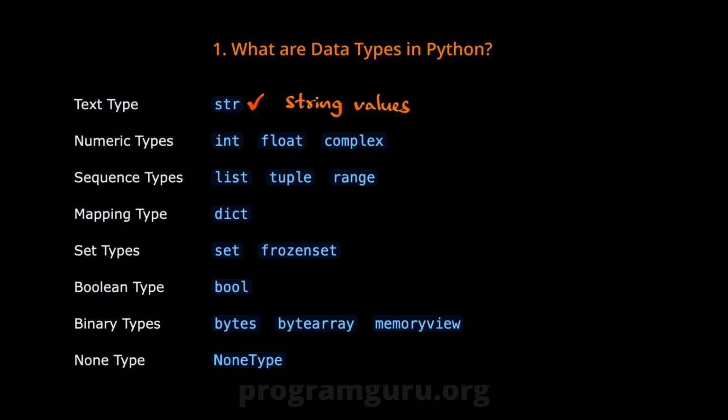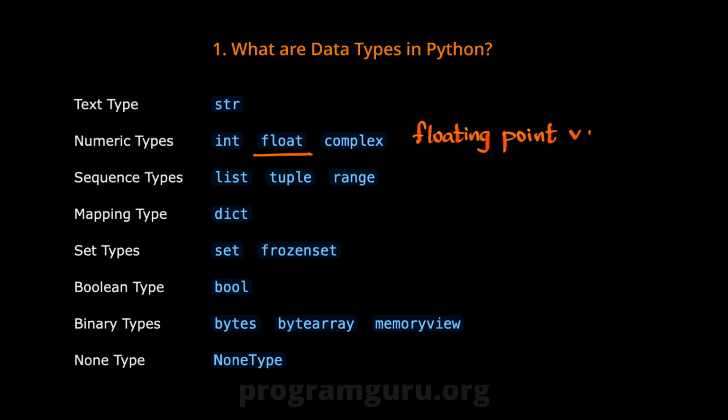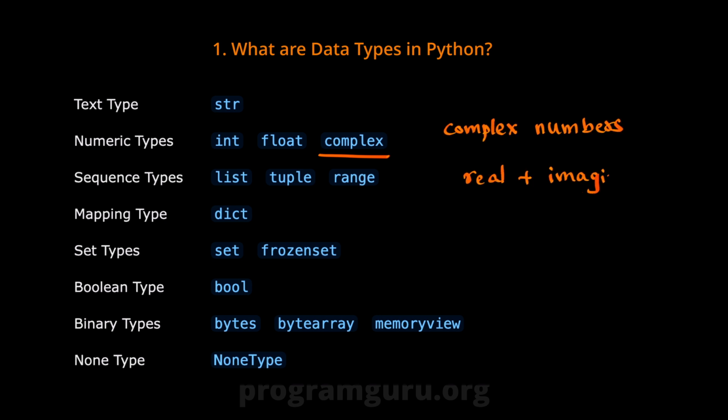There are 3 data types that can store numeric values. Int is for integer values like 1, 2, 5, 10, 20, -9, -20, etc. Float is for storing floating point numbers like 3.1415, 1.732, 1.414, etc. Complex data type is for complex numbers that have real and imaginary parts. Usually, complex numbers are used in scientific calculations.